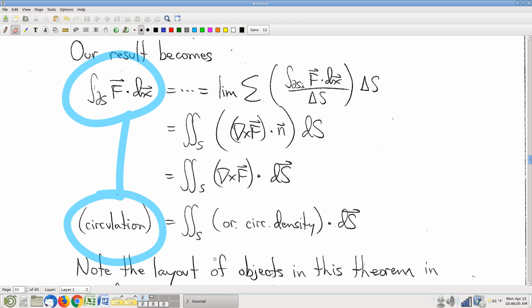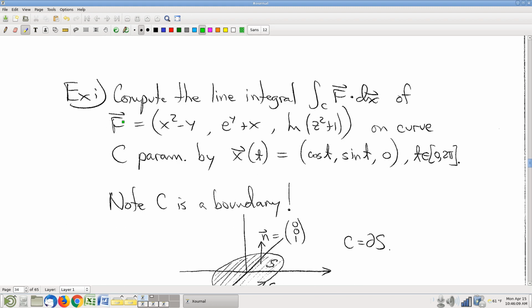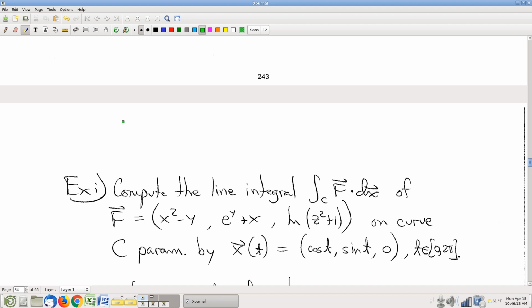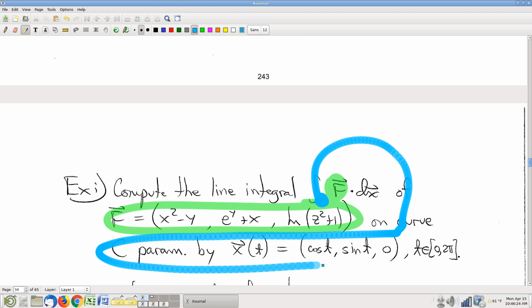Okay. All right, so let's get our hands dirty. Let's do one. So let's compute a line integral. The vector field here is given. The curve over which we are computing this line integral is given. Got a vector field, got a curve, compute the line integral.